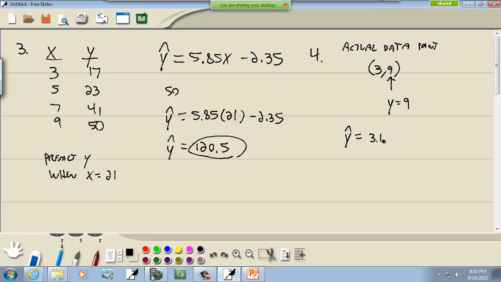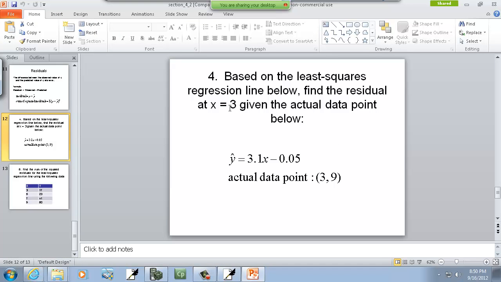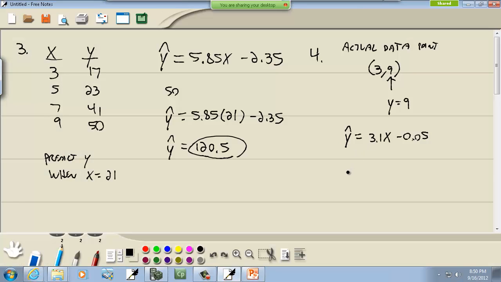So y hat = 3.1x minus 0.05. We're wondering at x equal to 3, so we're going to plug 3 in for our x. So y hat is going to equal 3.1 times 3 minus 0.05. And again, the y hat is our prediction. 3.1 times 3 minus 0.05, and I get 9.25.